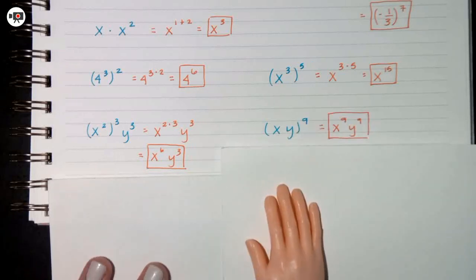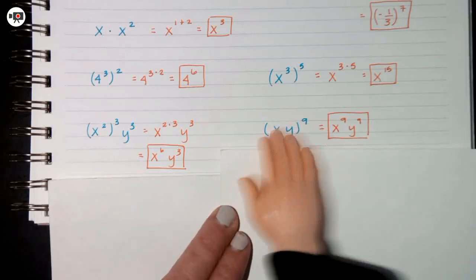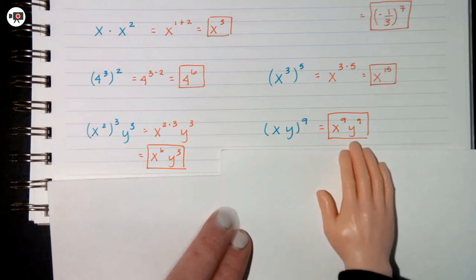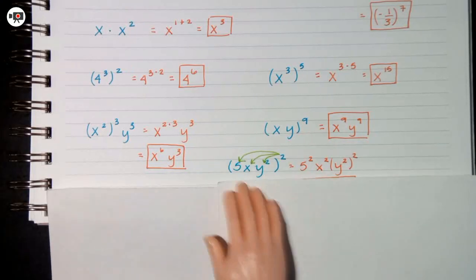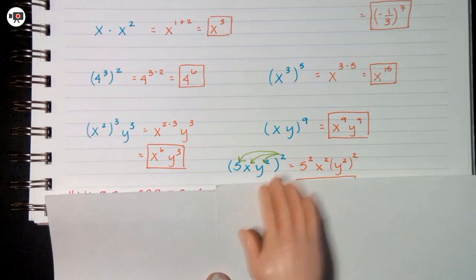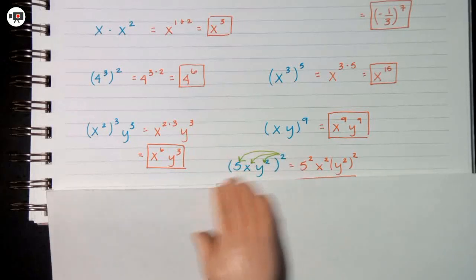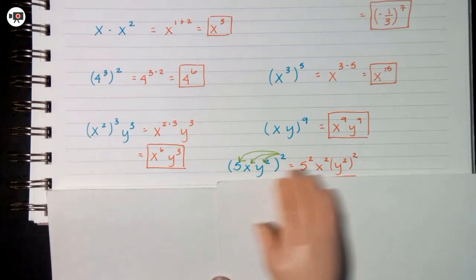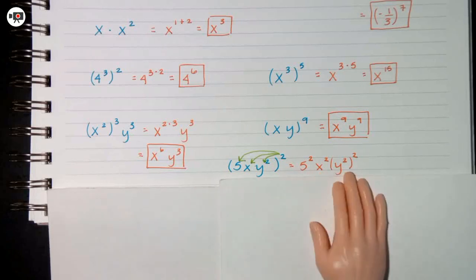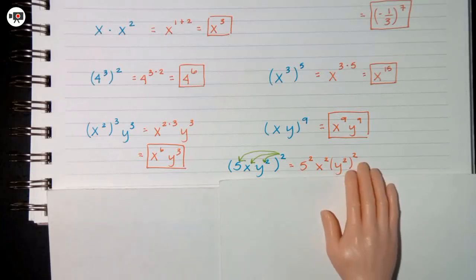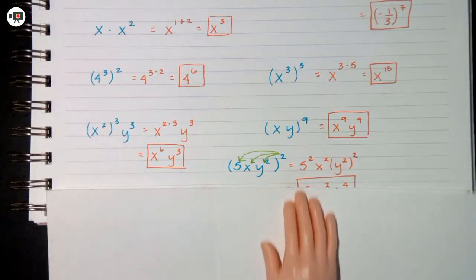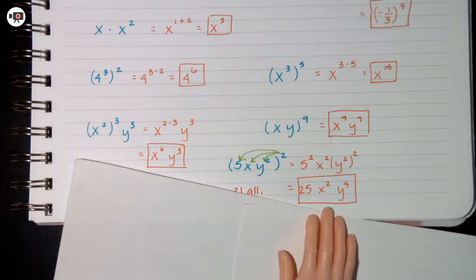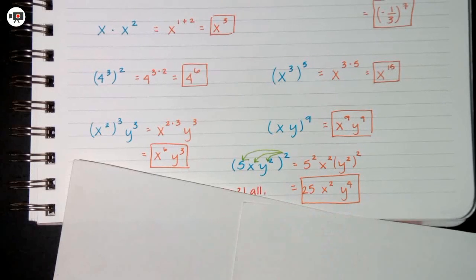And then a couple more. Here I'm going to distribute, so this is x to the 9th times y to the 9th. And this last one, 5xy squared, squared. So this 2 gets distributed to each factor inside. 5 squared times x squared times y squared, squared. The 2 times 2 will be a 4, and 5 squared is 25. So this is 25x squared y to the fourth.